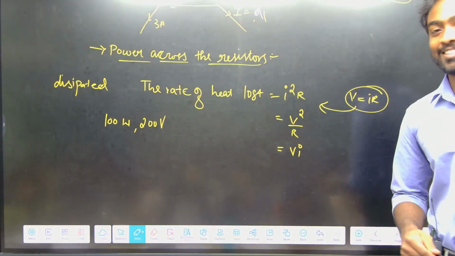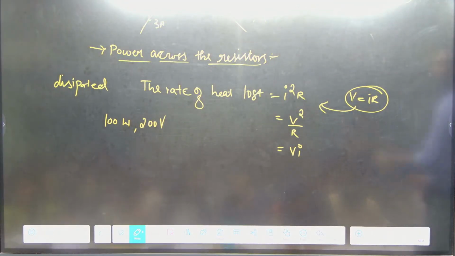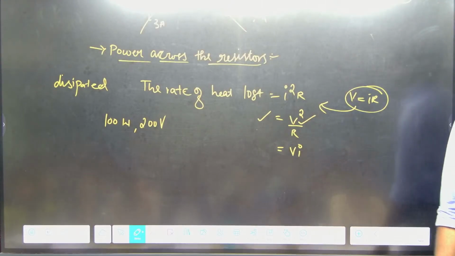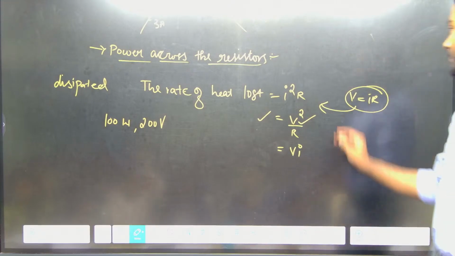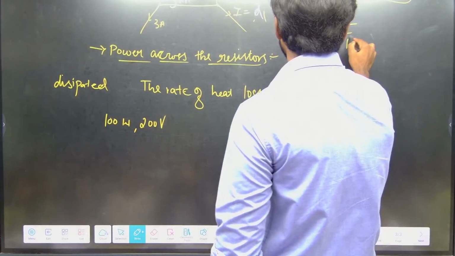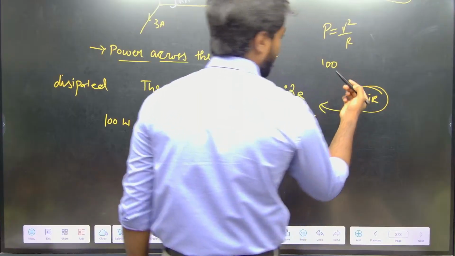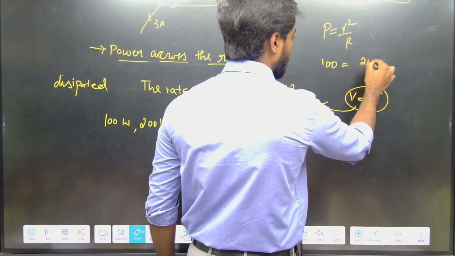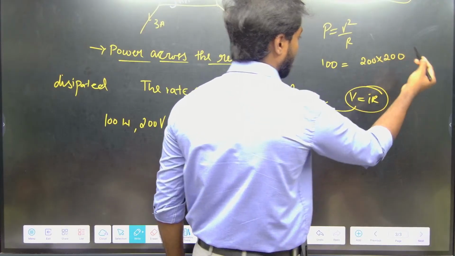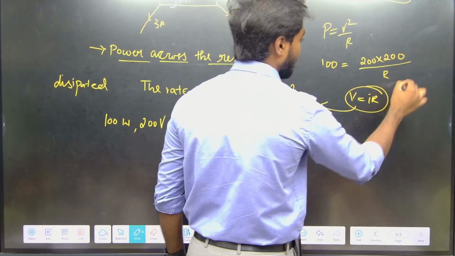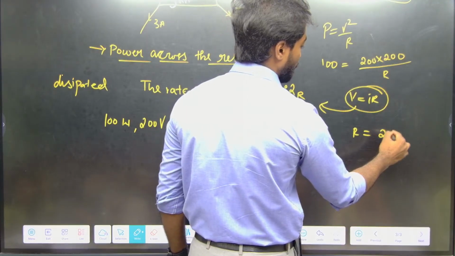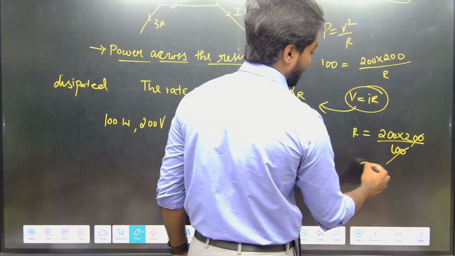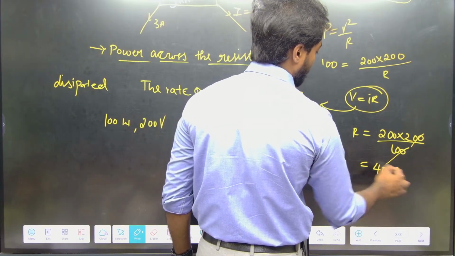How to find the resistor? 100 watt and 200 volt they have given. The power, the rate of heat lost, so power is equal to V square by R. Power is 100 they have given, no? And V is 200. So 200 into 200 divided by the resistor R. So R will be equal to 200 times 200 divided by 100. So this and this get cancelled off and the resistor is 400.